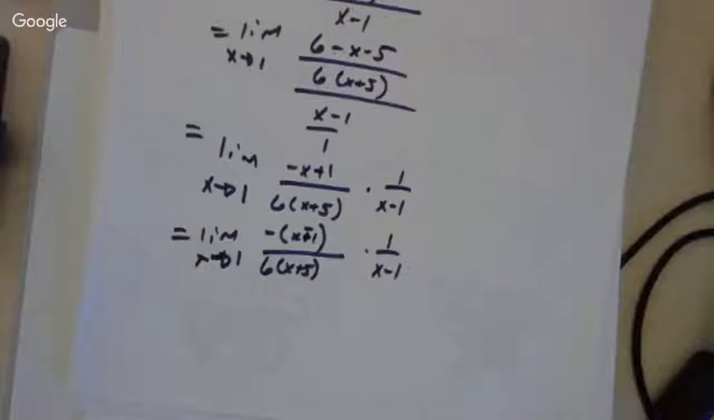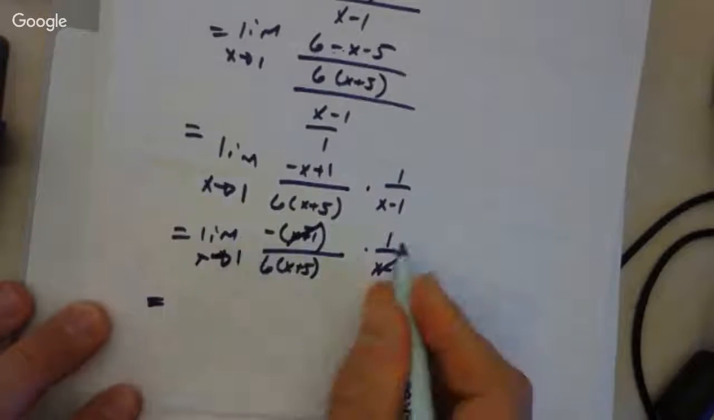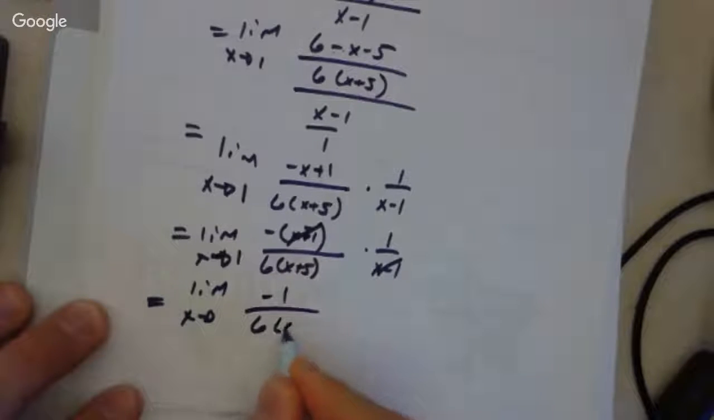Yep, that's a minus 1. Okay, now what cancels? x minus 1, x minus 1. So I'm left with negative times 1 gives me negative 1 over 6x plus 5.